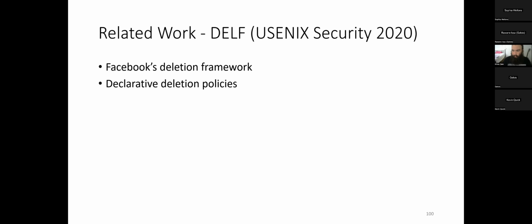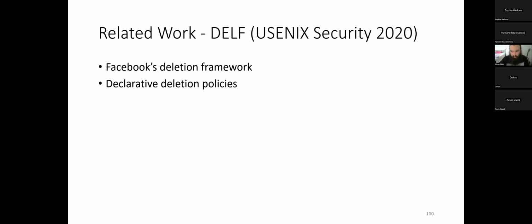Cool. Now let me briefly mention a couple of important related works. The first one I want to talk about is Delf, which is Facebook's deletion framework. This is a system that is actively used by Facebook in deployment for regular data deletion that is part of Facebook's features. You post a comment or something, and then you change your mind and you delete it, that sort of thing. But they also use it for user account deletion, which is basically their way of responding to GDPR deletion requests.